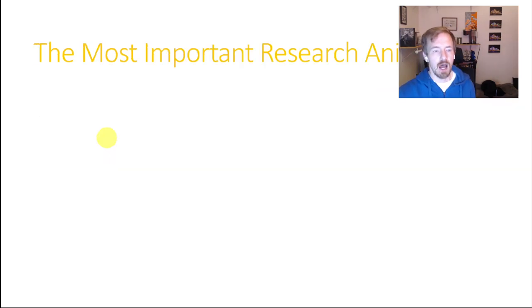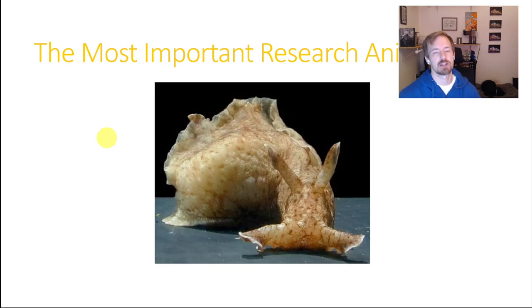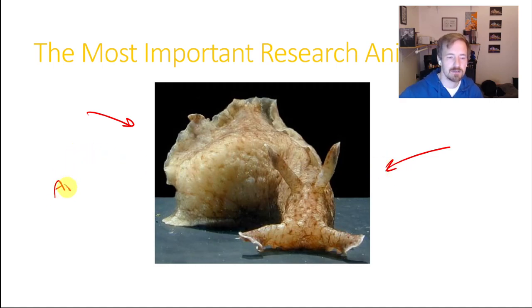All right, so the most important research animal that we're going to be talking about for the next couple of units, can you guess what it is? You may say maybe it's a dog because of Pavlov's dogs, and we're talking about classical conditioning. That's not exactly what I'm looking for. And you may say, well, I know B.F. Skinner did a lot of work with pigeons. Maybe it's pigeons, but that's actually not what I'm looking for either. The animal that we're going to be talking a lot about in the next couple of units is this fella right here. This is an aplysia. This is a sea slug.